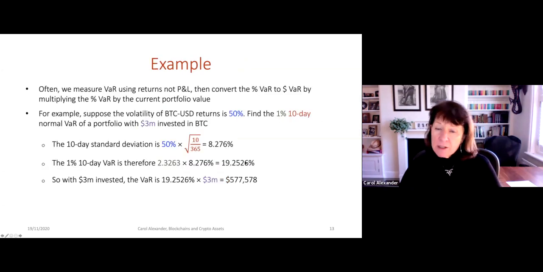And that's only in percentage terms. Since I've got $3 million invested, then my VaR is 19.2526% of $3 million. And when I multiply those two together, I get 577,578. Note, I kept a lot of decimal places here because this is large, $1 million. So if I rounded it, then I wouldn't have had the same to the exact dollar. So I didn't round it there.